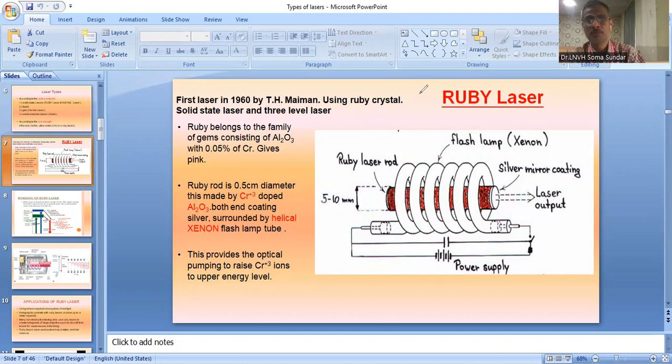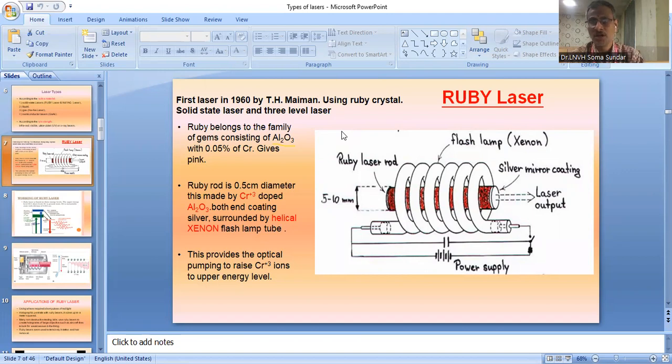Coming to the topic of the ruby laser, it is a three-level solid state laser which was invented by T. Maiman in 1960. It was the first laser and is made up of a solid state material, aluminum oxide, Al2O3, and Cr2O3, a combination of Al2O3 and Cr2O3. By the addition of chromium atoms at a percentage of 0.05%, the ruby rod turns pink in color.